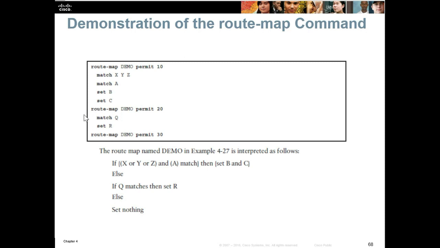Okay, kalau tak match, then move on to sequence number 20. Okay, and then match the condition Q, and if it matches, then set the R statement. Okay, so here we have sequence number 30 without any statements, then it means set nothing lah. So here, since it's permit, then dia automatically match. There is no match statement. Yang lain selain daripada ni will match but do nothing.